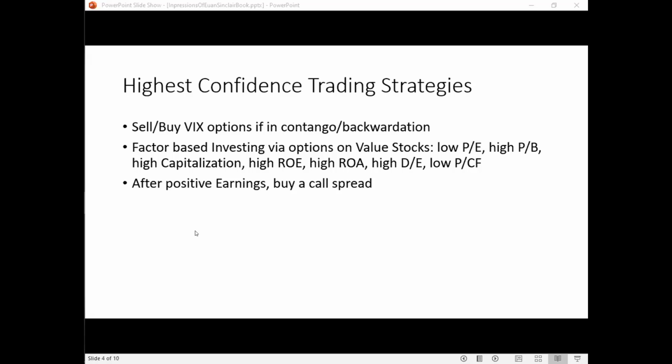Has anyone experimented with factor-based investing in options trading?